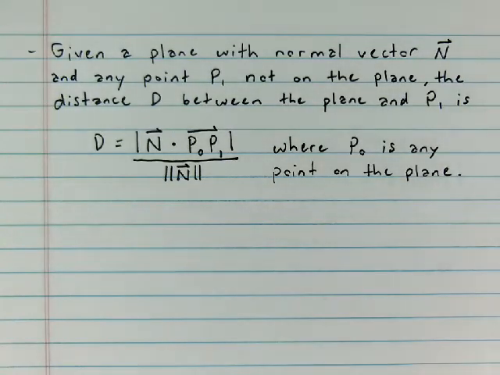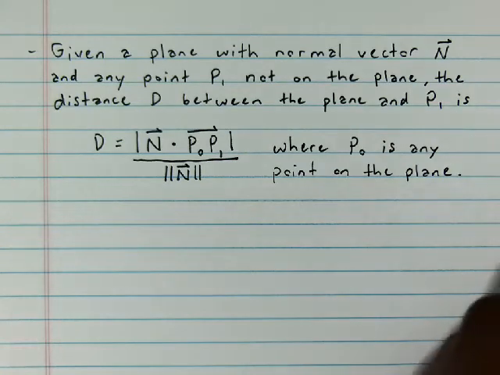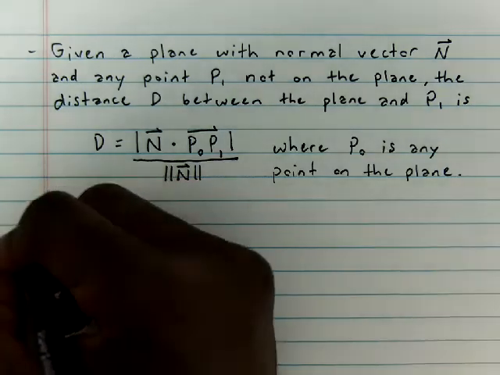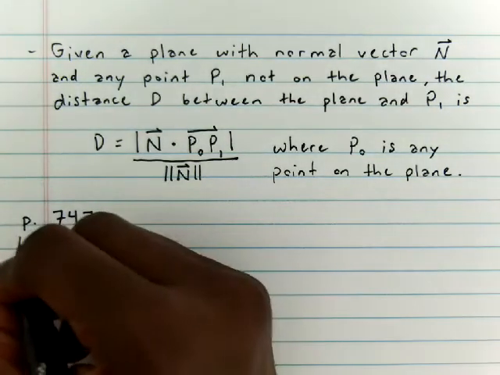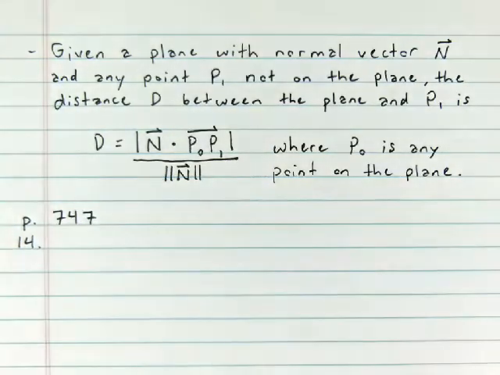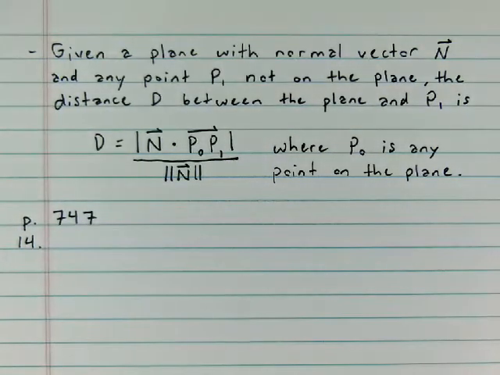All right, so we'll do one example of this. So we'll look at page 747, number 14, which says find the distance d between the point 2, 0, negative 4 and the plane x plus 2y plus 4z minus 3 equals 0.